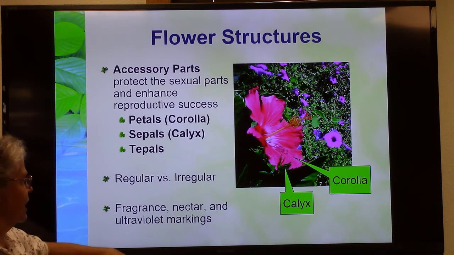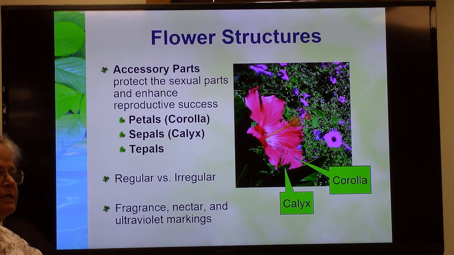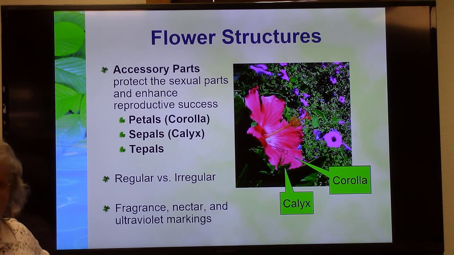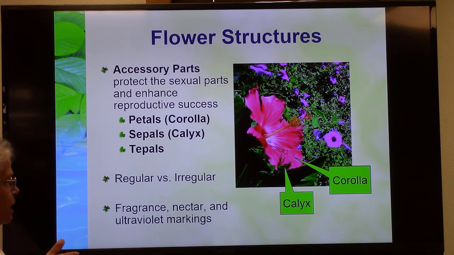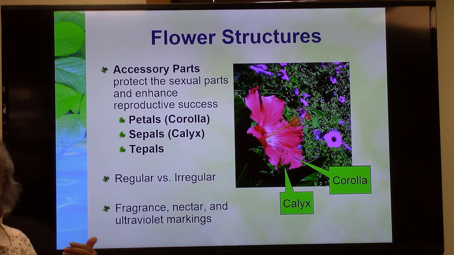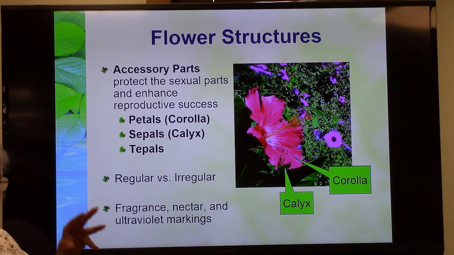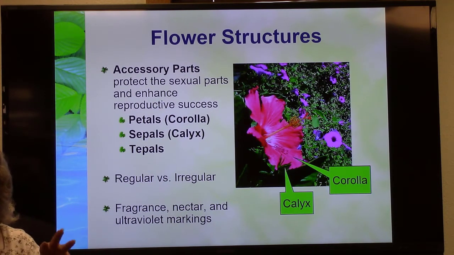Fragrance, nectar, and ultraviolet markings that we cannot entirely appreciate. Yes, we can smell some flowers, and we usually like the smell, but there's a lot more going on with the fragrance than our nose is capable of appreciating. And flowers that give off nectar, well, we don't care, but the insects certainly do. And ultraviolet markings don't matter to us because we cannot see ultraviolet, but insects can. So a flower is designed for attracting that insect.